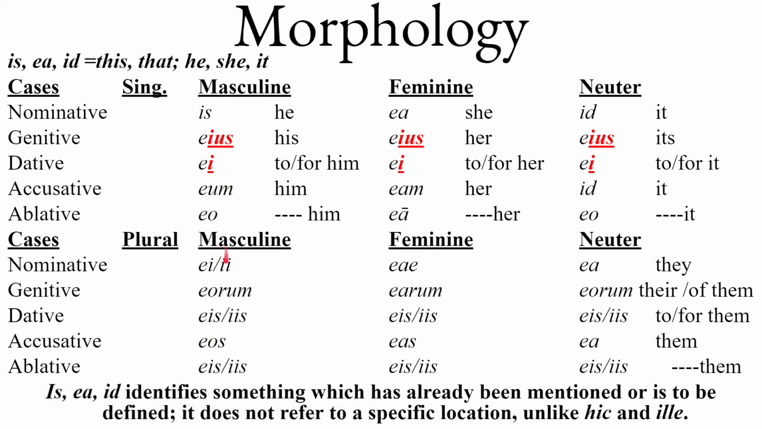Don't worry too much about the difference between ei and ii or eis and iis. Some authors prefer one over the other. Caesar prefers eis and ei. I think Cicero prefers iis. It really doesn't matter. You get to pick, as long as you use the right is ending. So that is the masculine.